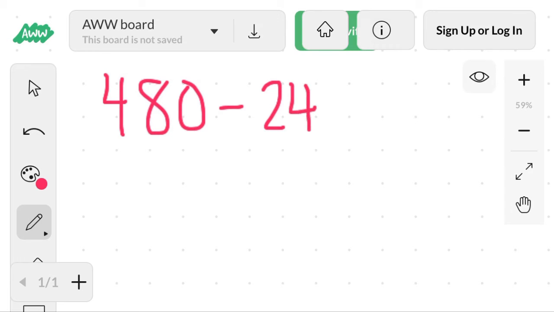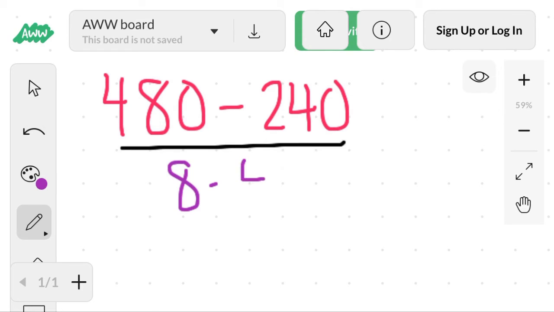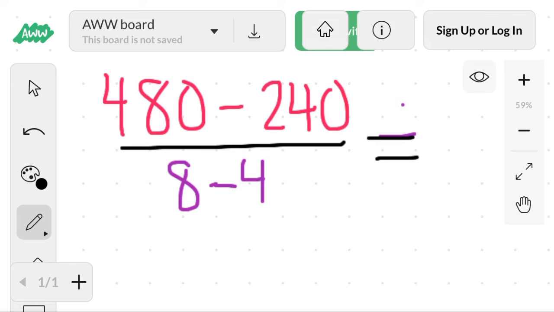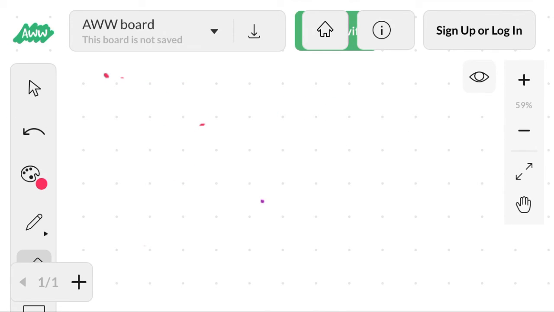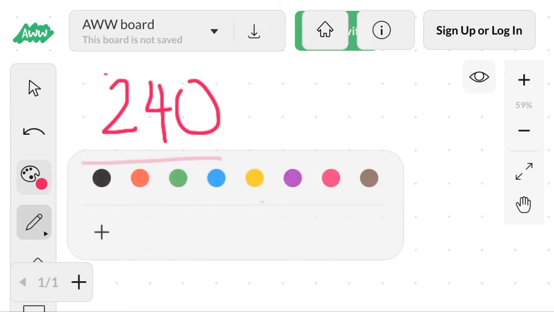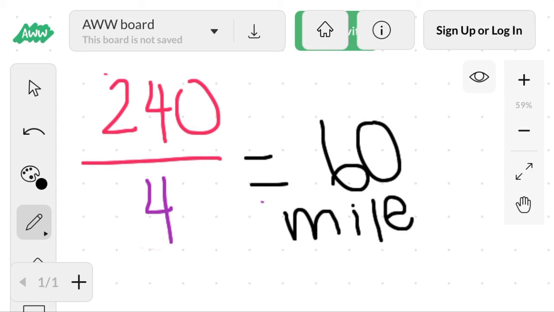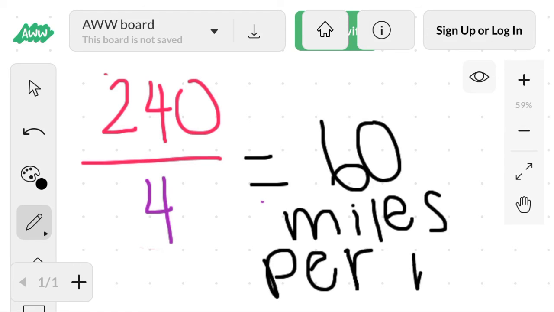You take y2 minus y1 over x2 minus x1. So it would be 480 minus 240 over 8 minus 4. This would equal 240 over 4. When these numbers are simplified or divided, it will equal 60 miles per hour.